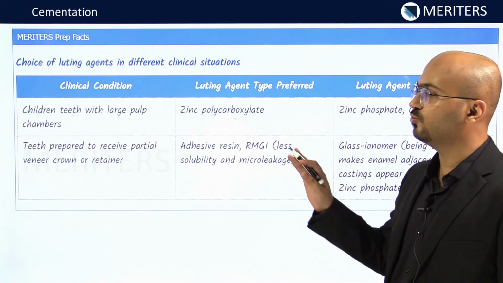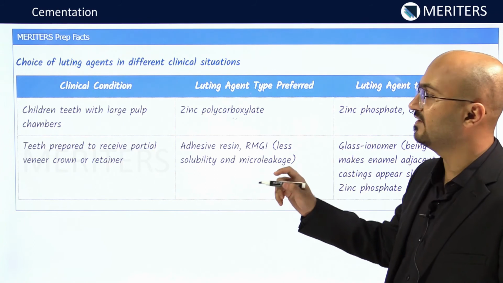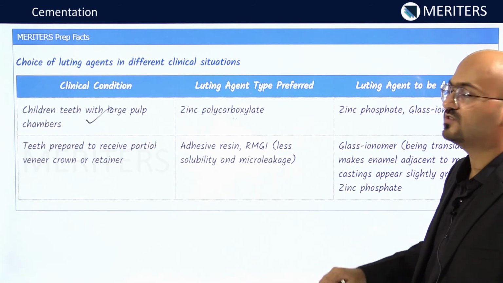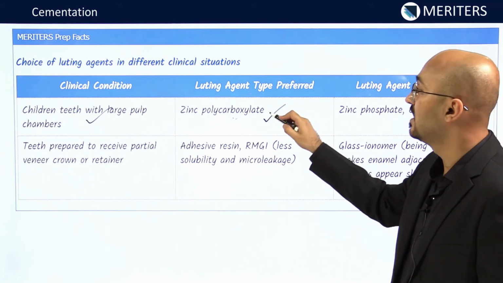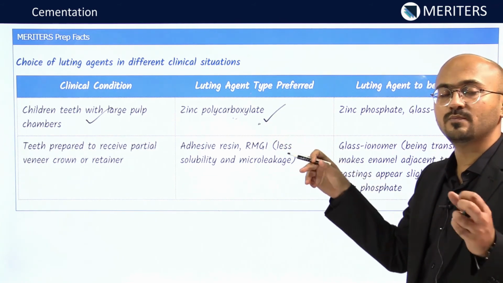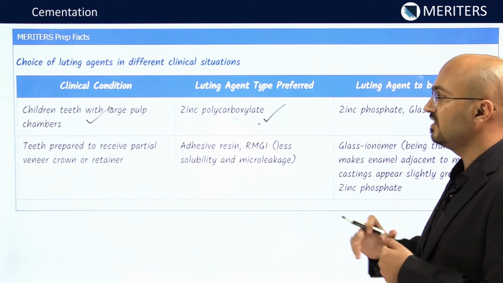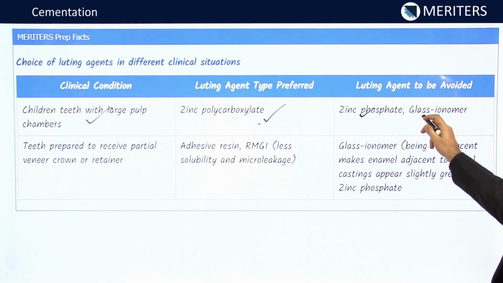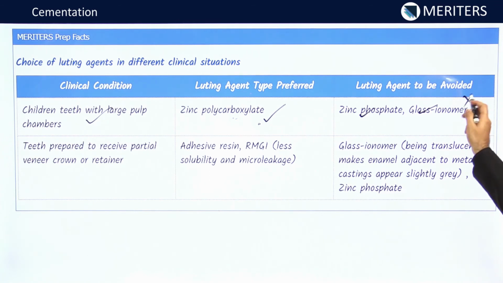Then coming to the last two clinical conditions under this heading, we have children with large pulp chambers. So here you will use zinc polycarboxylate because it is very safe to the pulp. So even if the pulp chamber is close to the restoration, zinc polycarboxylate is relatively safer as compared to zinc phosphate or glass ionomer. So these should be avoided.